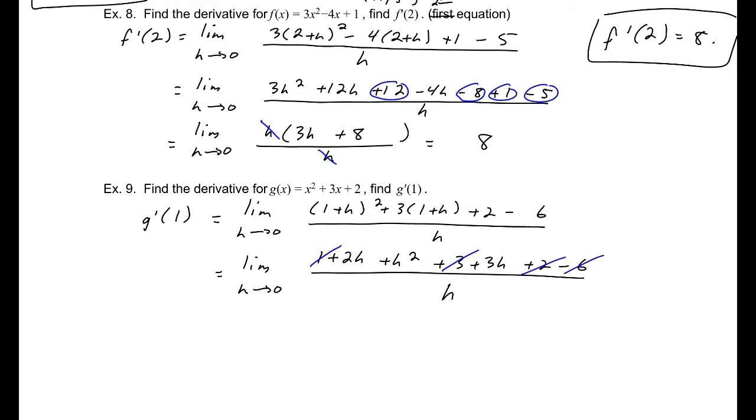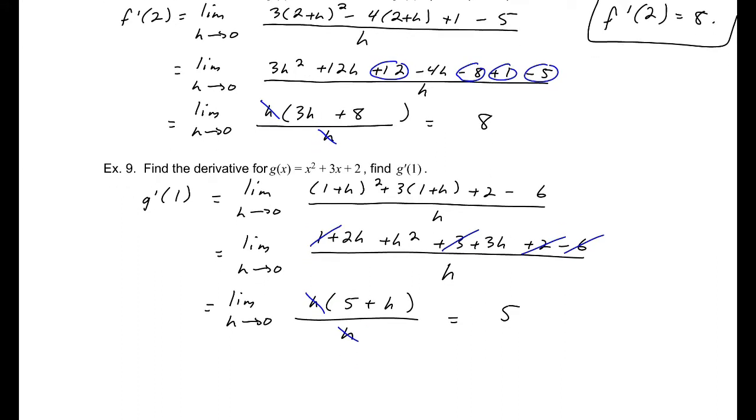Two of our h terms combine. Okay, so we'll go ahead and factor the h out. That's going to be a 5 plus h over h. Canceling the h terms and letting h go to 0, we get 5. Therefore, g prime of 1 equals 5.